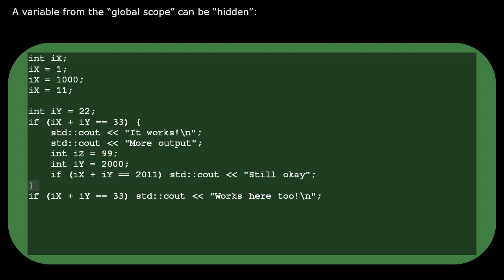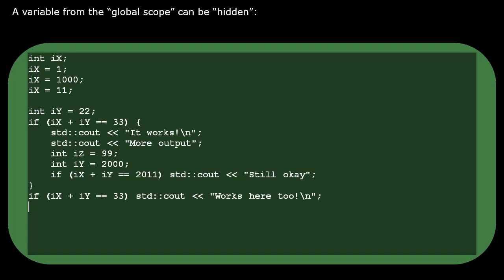Every variable has a lifetime that ends at the end of its scope. So when the computer gets to the end of this local scope, this iy's lifetime is over. That value of 2000 gets discarded. Afterwards, we are back in the global scope again. Our source code that uses iy now has access to the original iy variable, which still has the same value of 22 that it has had all along.